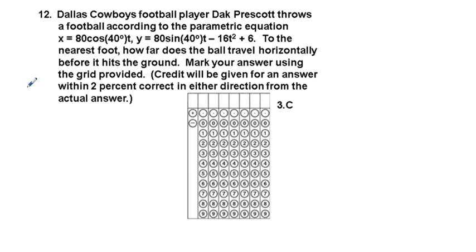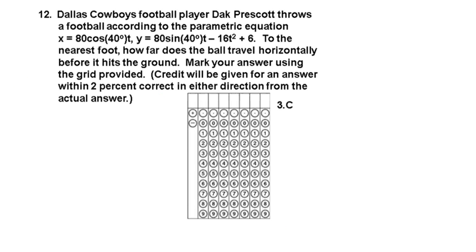12. Dallas Cowboys football player Dak Prescott throws the football according to the parametric equation x equals 80 cosine 40 degrees t, y equals 80 sine 40 degrees t minus 16t squared plus 6. To the nearest foot, how far does the ball travel horizontally before it hits the ground? Mark your answer to be provided. Credit will be given for an answer within 2% in either direction of the actual answer.